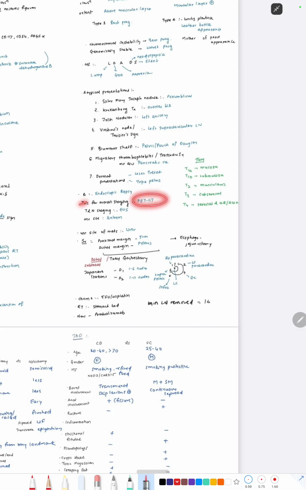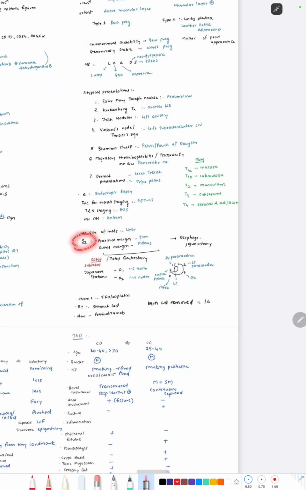Investigation of choice for overall staging is PET-CT. For TNM staging, it is endoscopic ultrasound. These two things are similar to esophageal cancer, and the most common site is going to be the antrum of stomach. Then the TNM staging is also similar to esophageal cancer: T1A mucosa, T1B submucosa, T2 muscularis, T3 subserosa, and T4 is into the adjacent structures. Most common site of metastasis is the liver.